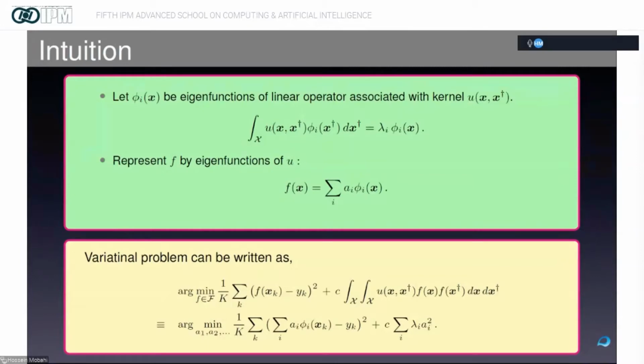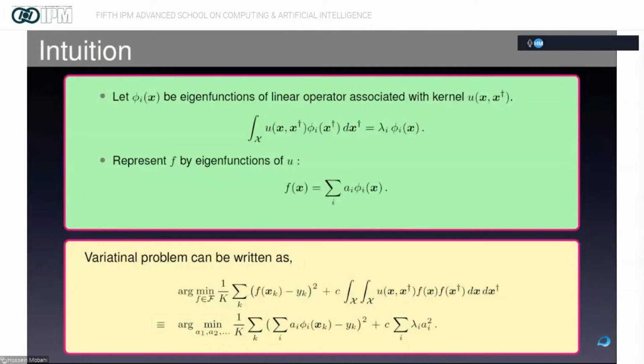Now, eigenfunctions are a generalization of this to functions. So instead of vectors and matrices, we are now thinking about functions and operators. So here, for a function like u, which, to be more precise in language, is a kernel. So it's a function u and associated with this integral operator.